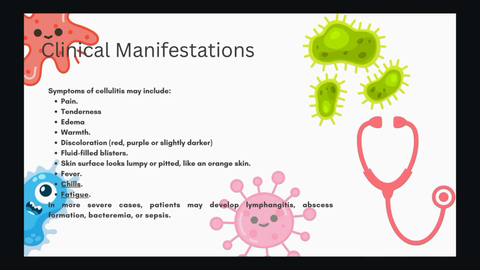The clinical manifestations. Symptoms of cellulitis may include pain, tenderness, edema, warmth, discoloration, red, purple, or slightly darker, fluid-filled blisters. Skin surface may look lumpy or pitted, like orange skin, fever, chills, and fatigue. In more severe cases, patients may develop lymphangitis, abscess formation, bacteremia, or sepsis.